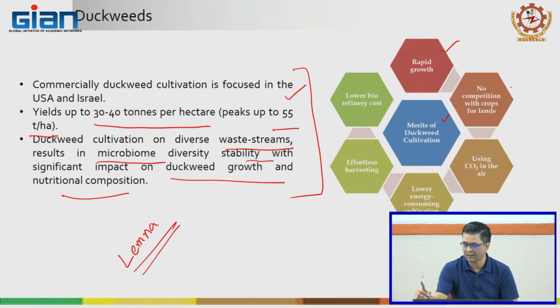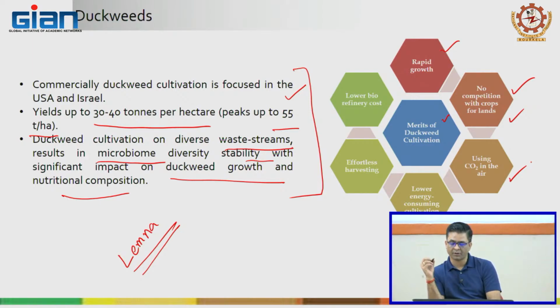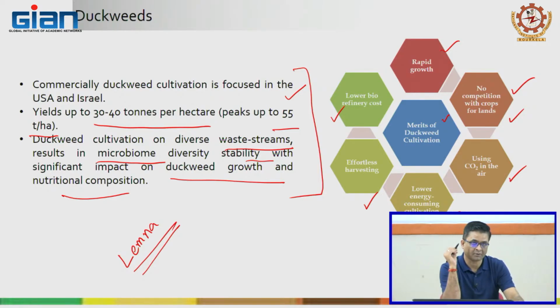So what are the benefits of using duckweed? One, they grow rapidly. They do not compete with crops or land because they grow on water. They trap CO2 from air, lower energy consumption, that means you don't need any input fertilizer, easy to harvest and low cost biorefinery.